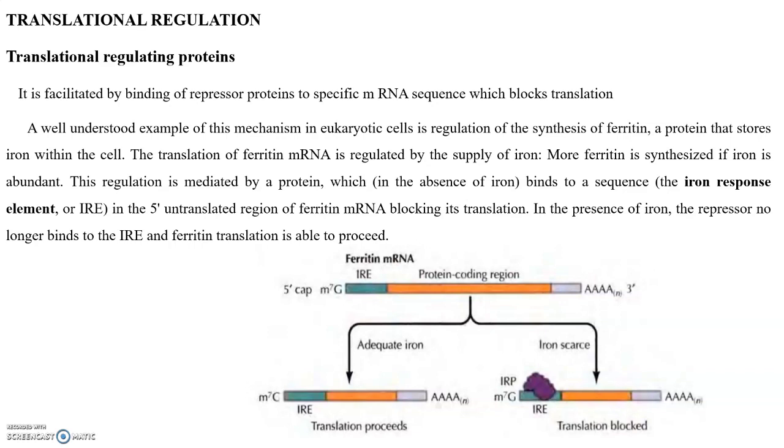More ferritin is synthesized if iron is abundant. This regulation is mediated by a repressor protein which binds to a sequence called the iron response element in the 5' untranslated region of ferritin mRNA, blocking its translation. In the presence of iron, no repressor binds to the IRE and ferritin translation is able to proceed.